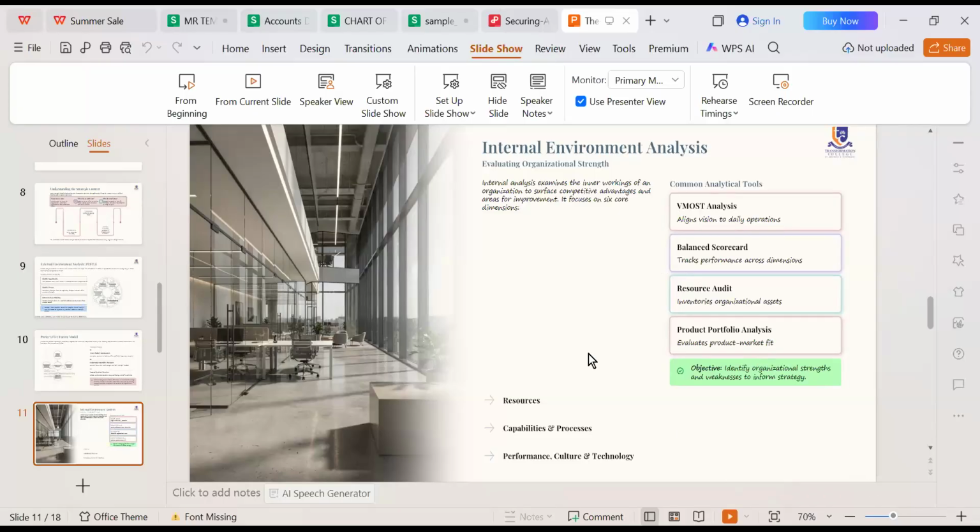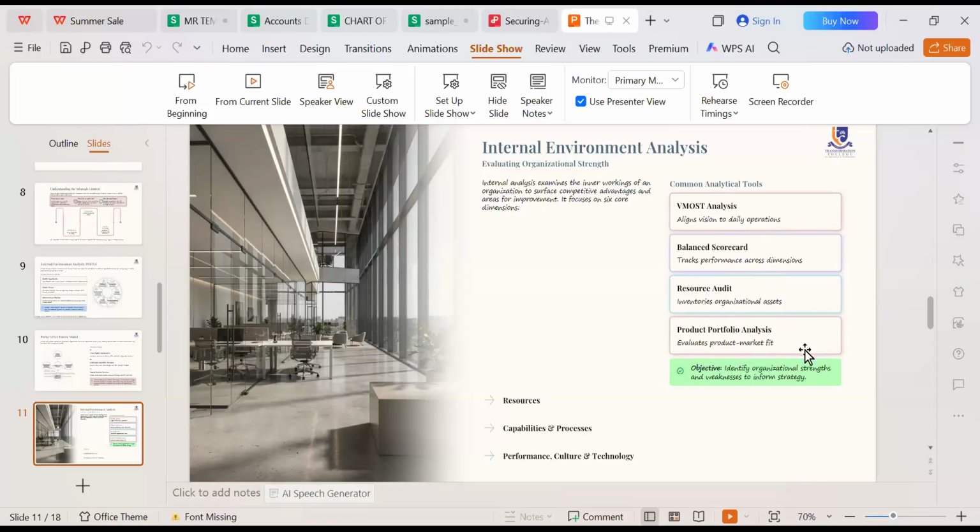Oh, sorry. All right. So we need to put some tools in place, the VMOST, right? We all get to understand the vision, the mission, and all of that. We need to have also a balanced scorecard, or understand how we can use balanced scorecard to drive all of this analysis. Resource audit, of course. Like I said, resources are the people, the personnel, the tools, and all of that. How often do we audit them?